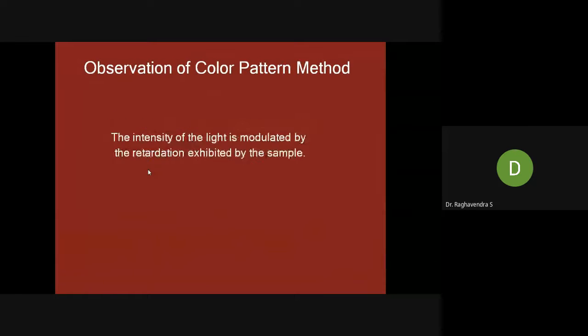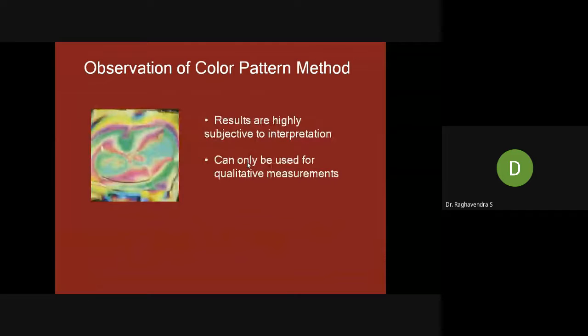The intensity of the light is modulated by the retardation exhibited by the sample. We know that from using the quarter plate, we are going to do these things. The results are highly subjective to interpretation and can only be used qualitatively. This requires a lot of skill. I've seen some colors. Do you think, sir, can I measure properly? No, you require a lot of expertise. You require a lot of training. You cannot say, sir, I got some colors, then it should be some value.